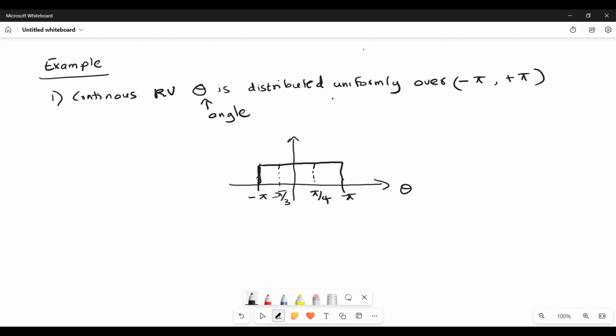So can you calculate the expected value of the theta value, right? If I take this, this is the PDF function. Can you calculate the expected value of theta? That is the problem, right? So what is the value of E[theta]?